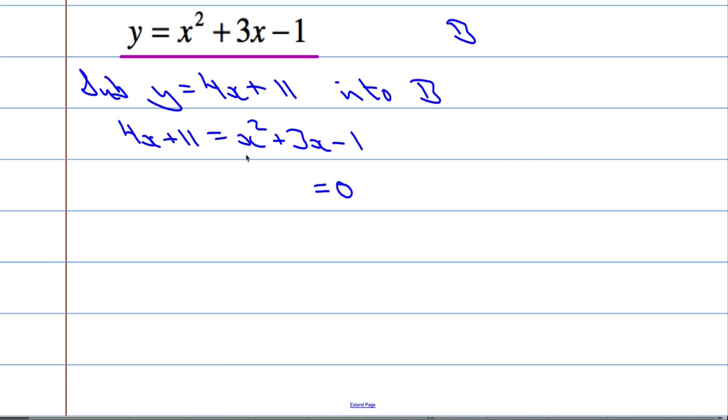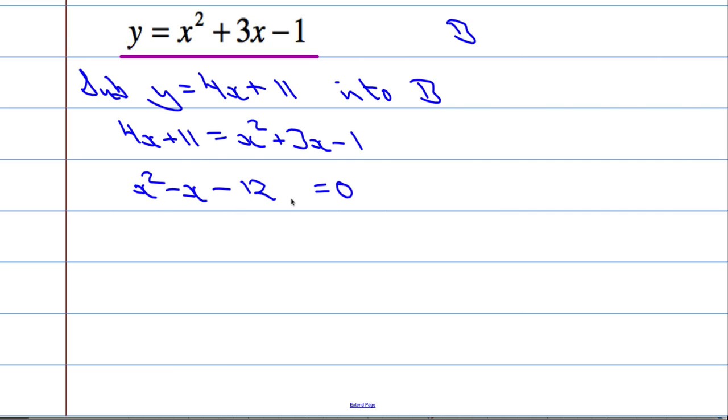It's going to be equal to 0, so I'll still have x squared. I'm going to take 4x off both sides. So 3x take away 4x is negative x. And then I'm going to take 11 off both sides. So we get negative 1, take away 11 is negative 12.